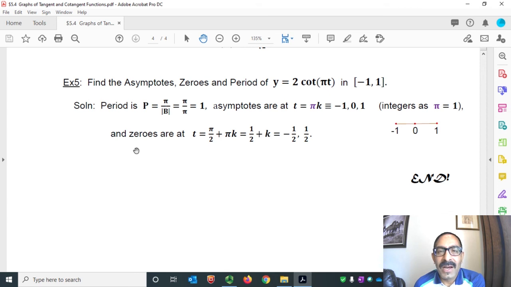The zeros are at t equals, by the formula, π/2 plus πk. Since π is 1, in the next step it is 1/2 plus k, and put k equals 0 and -1. k equals 0 gives us 1/2, k equals -1 gives us 1/2 minus 1, which is minus 1/2. So zeros are at t equals -1/2 and 1/2. Zero here means it crosses the t-axis at -1/2 and at +1/2. Great. I hope this makes sense to you all.